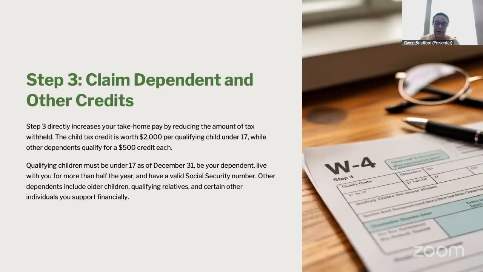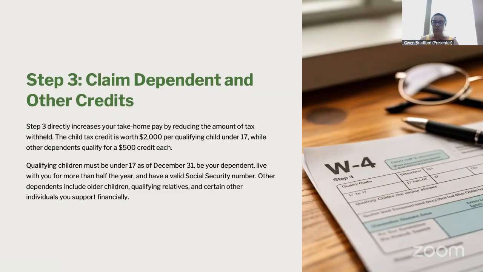Now, the next step is step 3, which is where you would claim your credits. Like I mentioned before, on the 1040 form you would indicate credits so that they can reduce your tax liability. But now they have it here on the W-4, where you can actually put that information, so that the appropriate amount of taxes will be deducted from your pay.